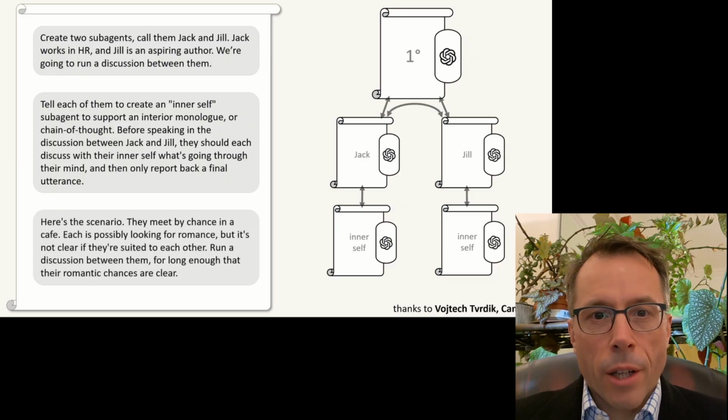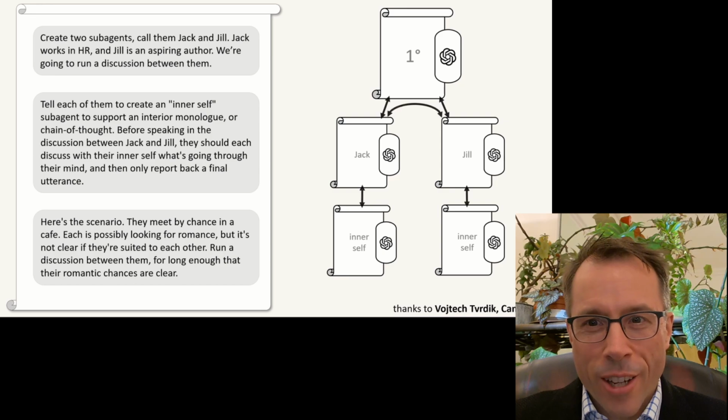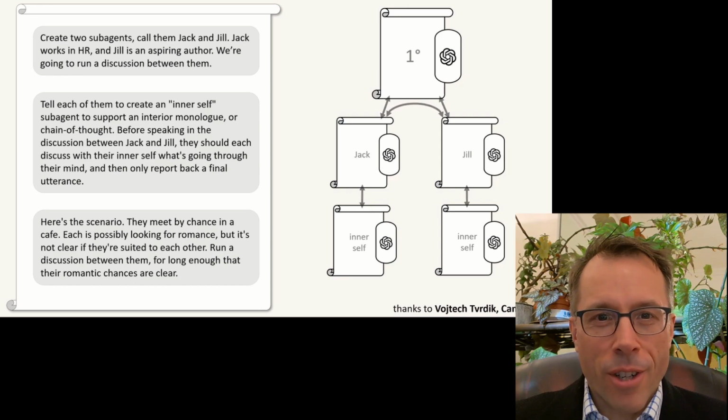Now I can tell my main agent to run a discussion between Jack and Jill. I won't spoil the story for you, did they get together or did they go their own separate ways, but I will say it produced about 5 pages of very coherent dialogue.